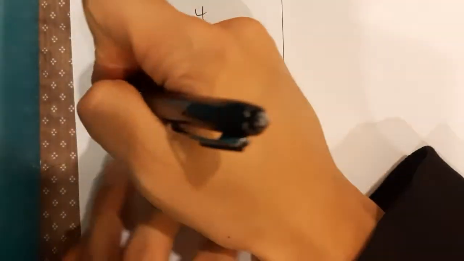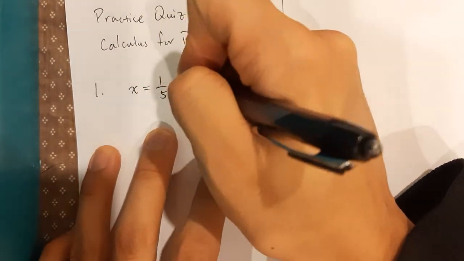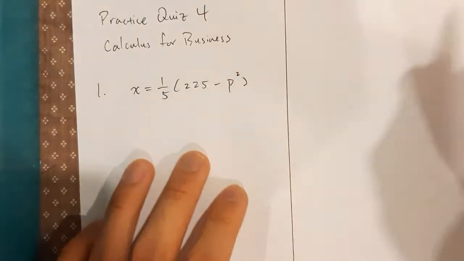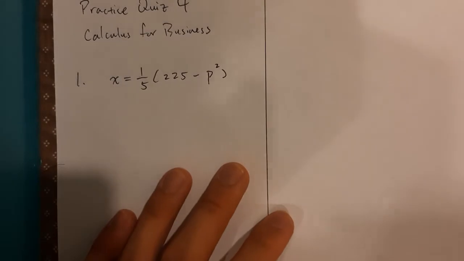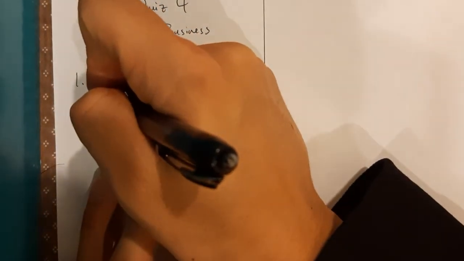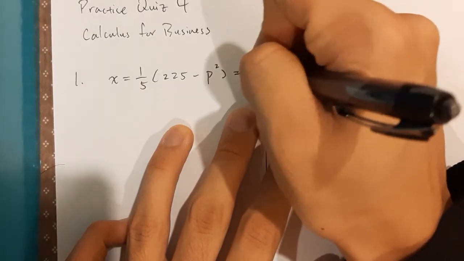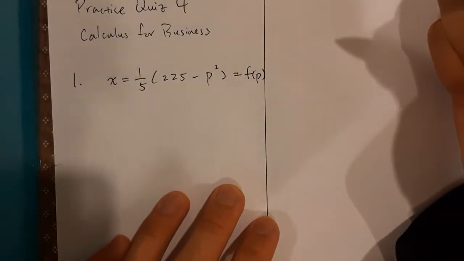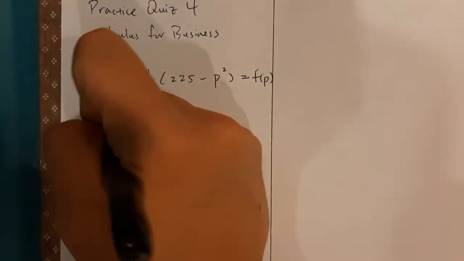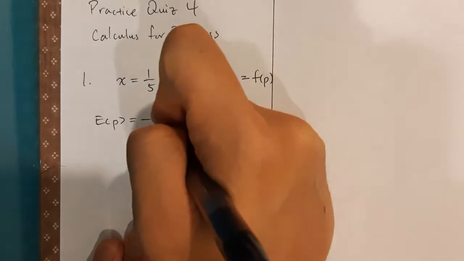First, I'll write down the formula. So here we have x equals 1/5 times 225 minus p squared. So to find the elasticity of demand, this is the function f of p. We can put that here, f of p. And to find E of P, we can use the formula: negative P F prime of P over F of P.